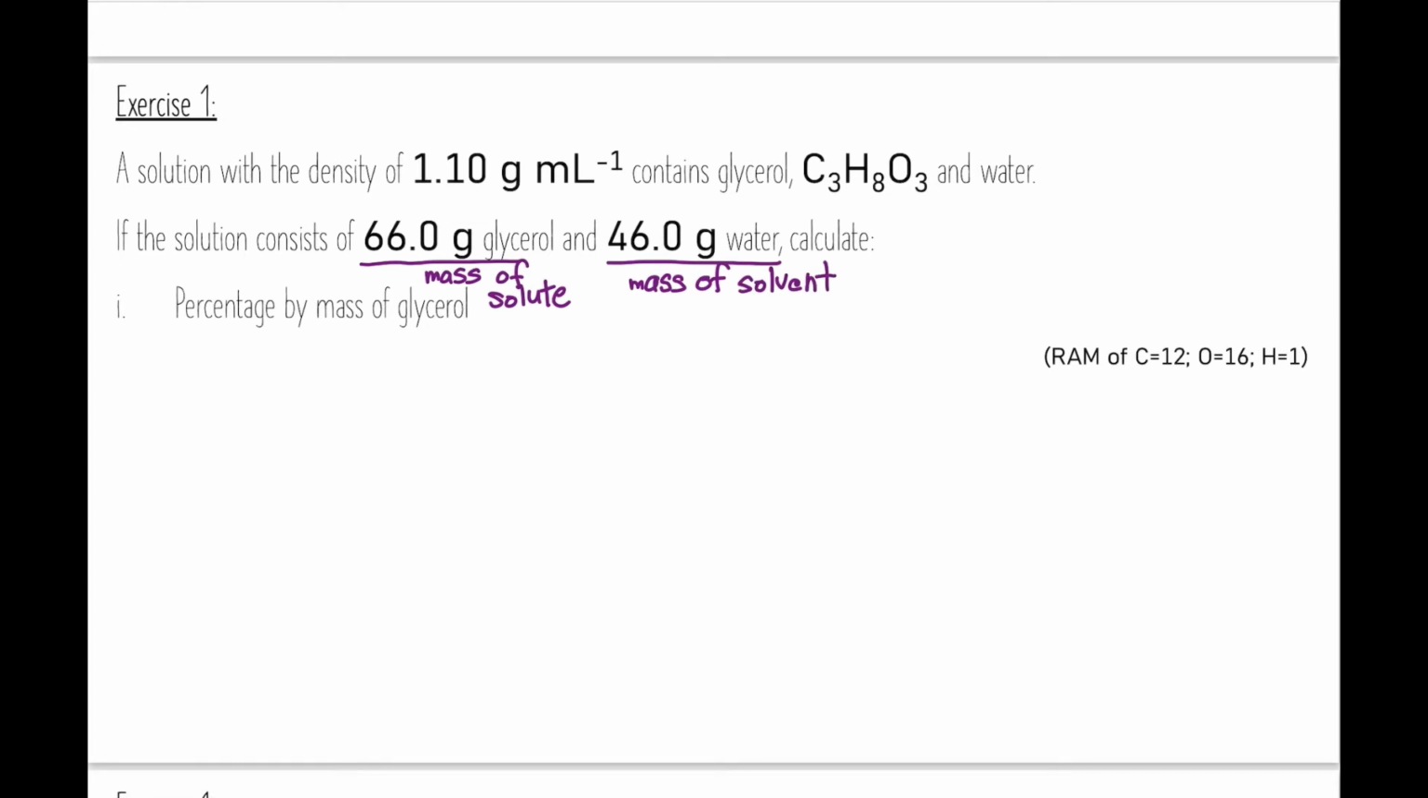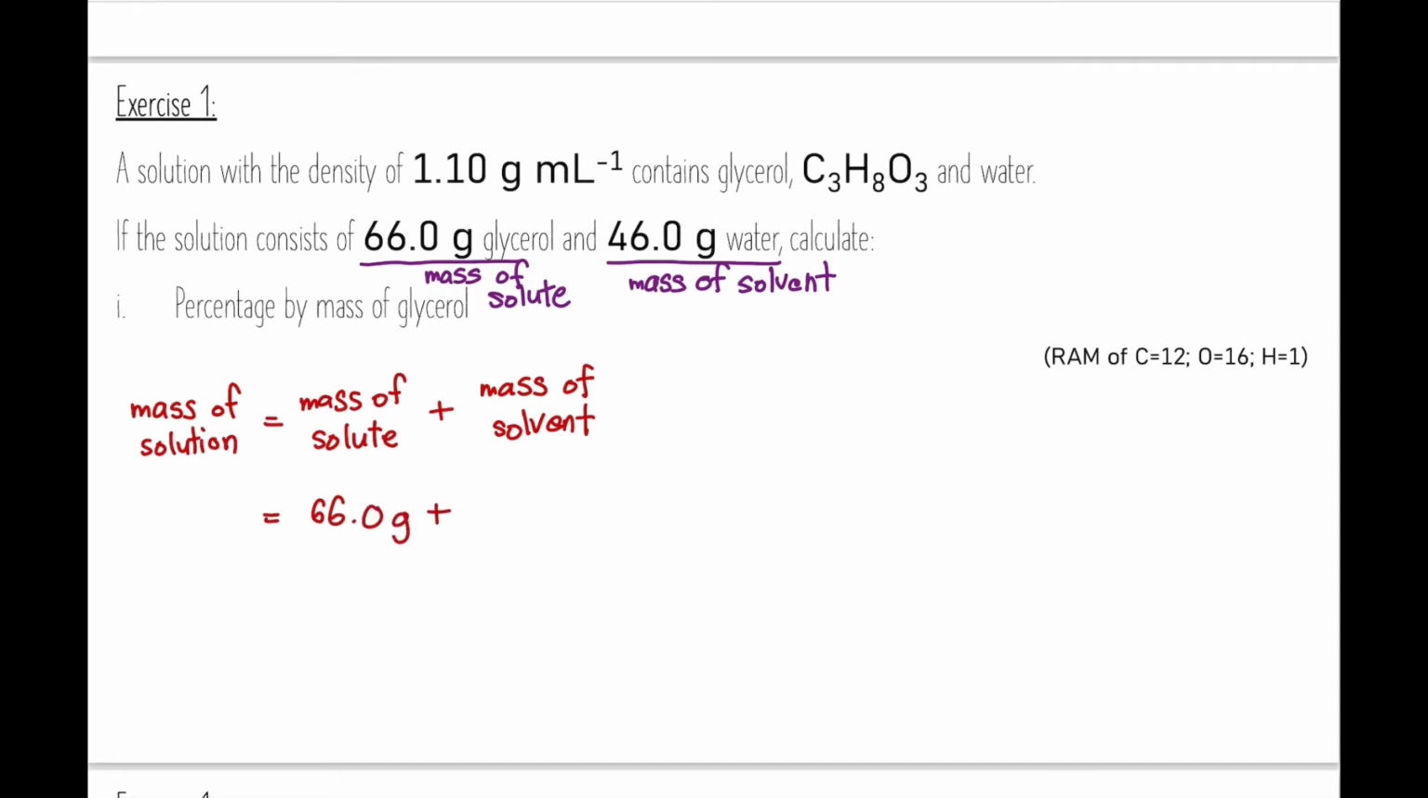We know that to calculate the percentage by mass, we need the mass of glycerol, which is the solute, and the mass of solution. Therefore, mass of solution is equal to mass of solute plus the mass of solvent. 66 gram plus 46 gram, and the answer is 112 grams.